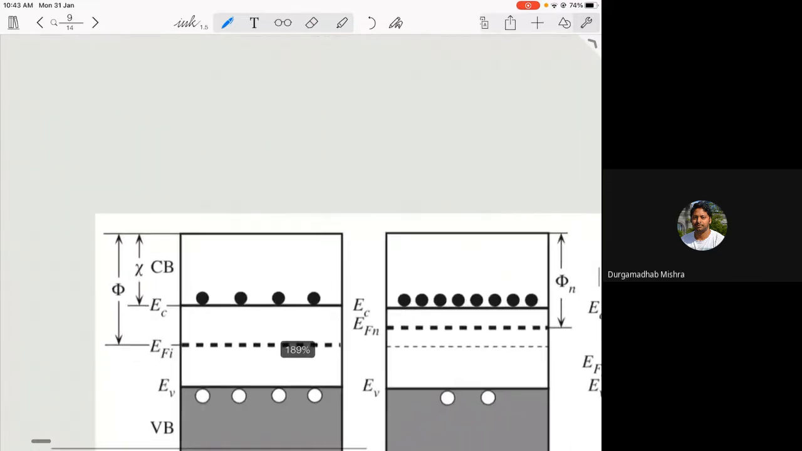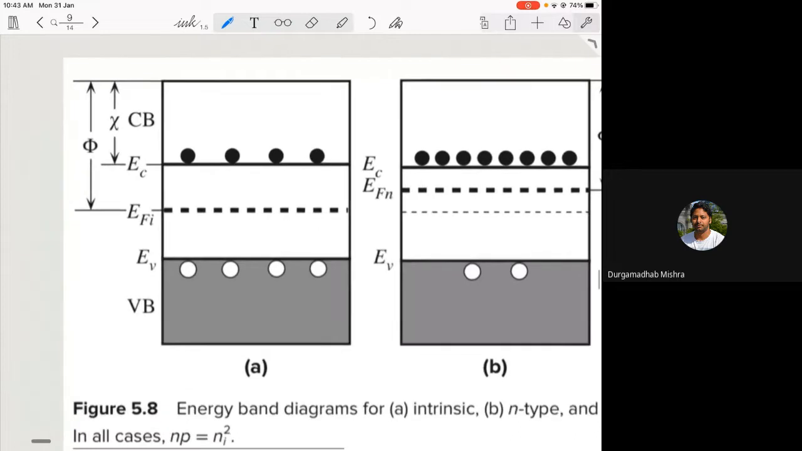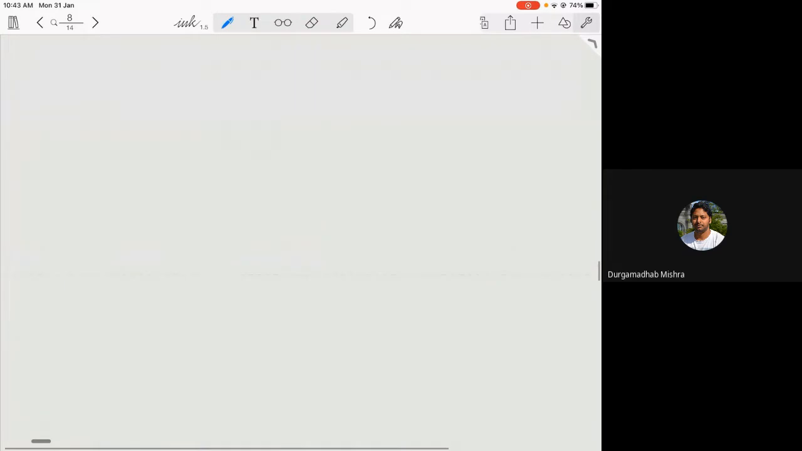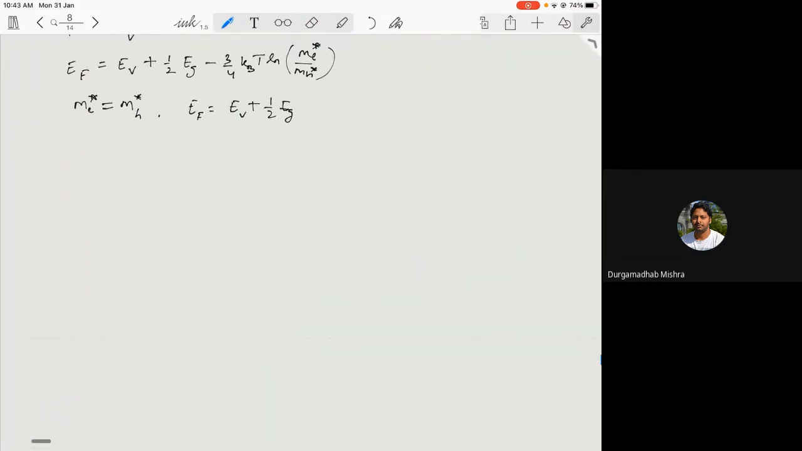So this is the picture that is shown here. You have the valence band, you have the conduction band, so you have electrons and holes, and the Fermi level is exactly at the middle. So this is your Fermi level. Now you can create N-type and P-type by doping pentavalent or trivalent atoms such as arsenic or boron.